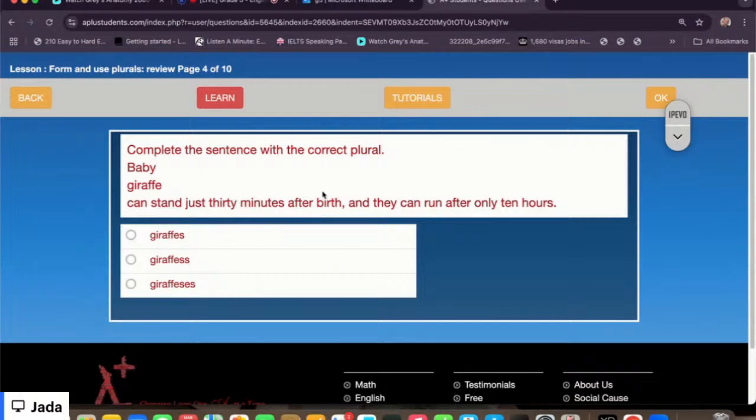So, baby giraffes can stand just 30 minutes after birth, and they can run after only 10 hours. What's the right one for giraffe? All right, so giraffes with S.